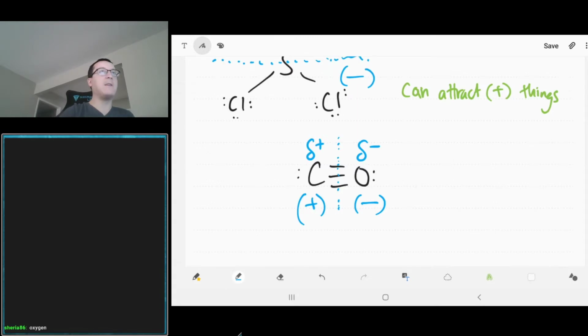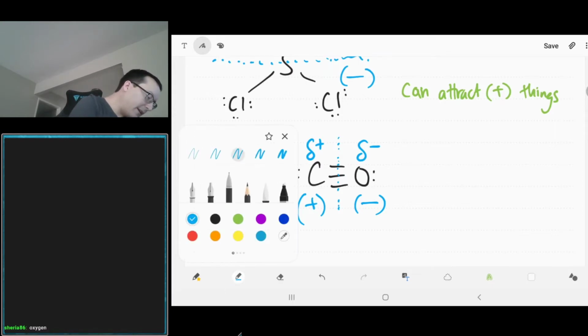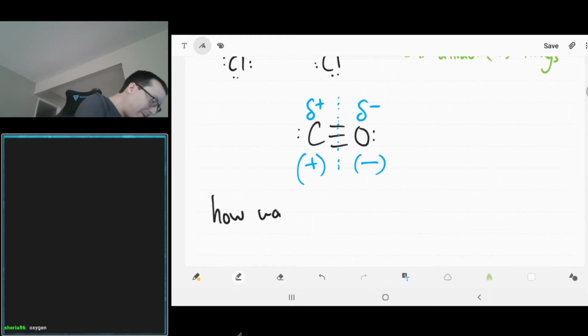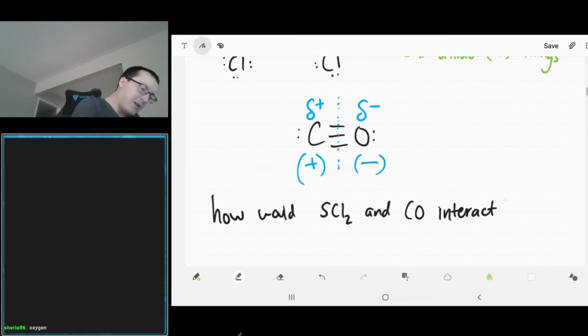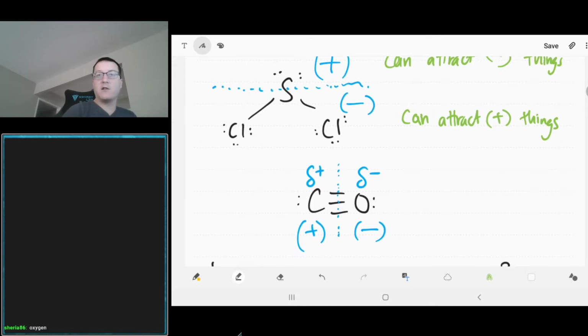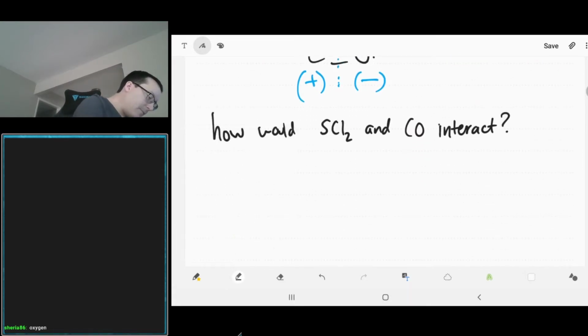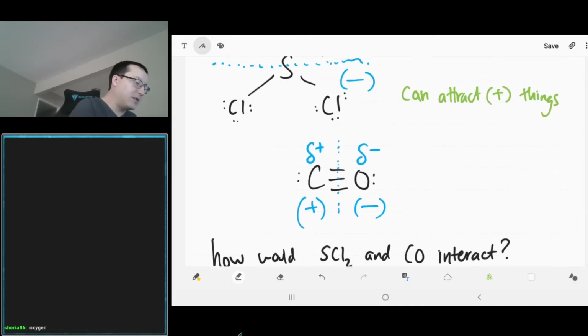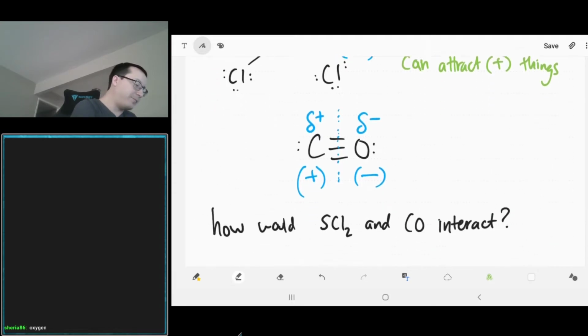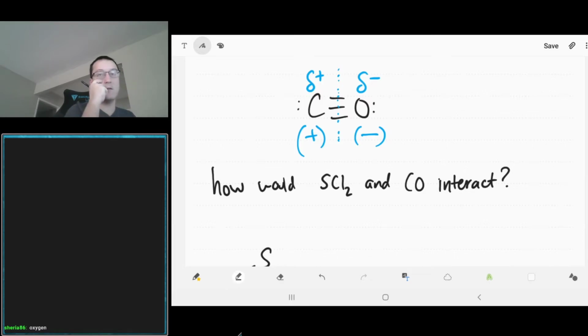If we look at these two put together, how would sulfur dichloride and carbon monoxide interact? Well, both of these molecules are polar. They each have a positive side and a negative side. And of course, we know that for electrostatics, opposites attract. So we might see something like this. I'm going to be kind of naughty and not do my lone pairs right now, but don't forget your lone pairs. We saw that the sulfur half of this molecule was the positive side, and the chlorines were the negative side. We also saw in carbon monoxide that carbon was the positive and oxygen was the negative.